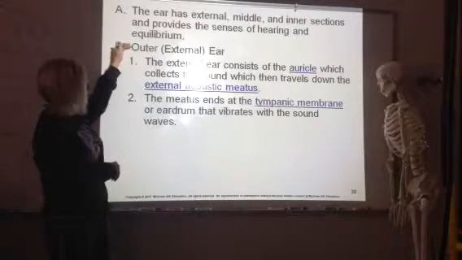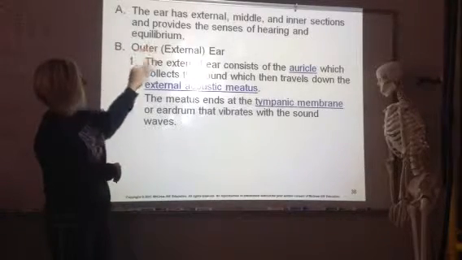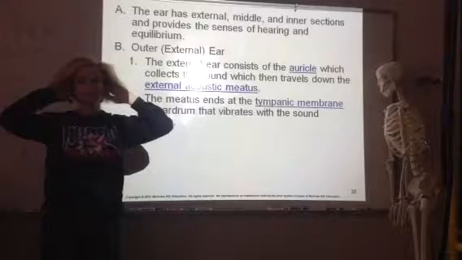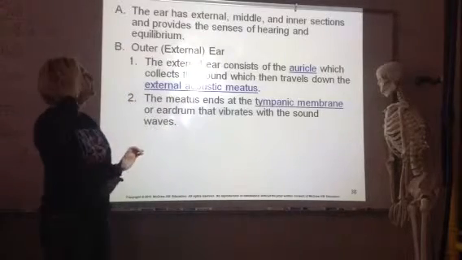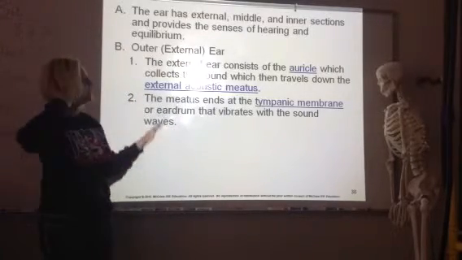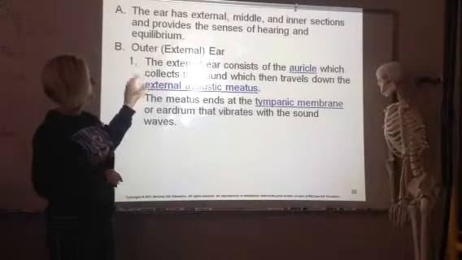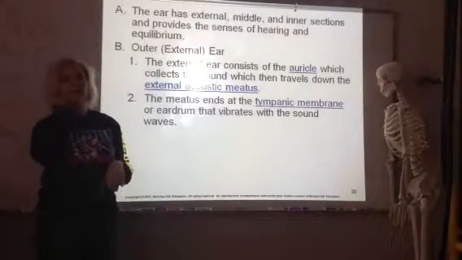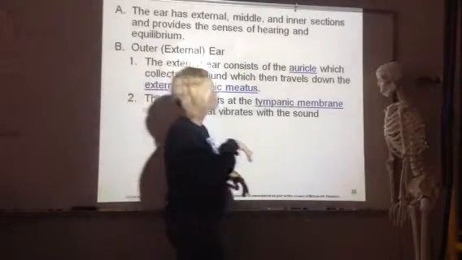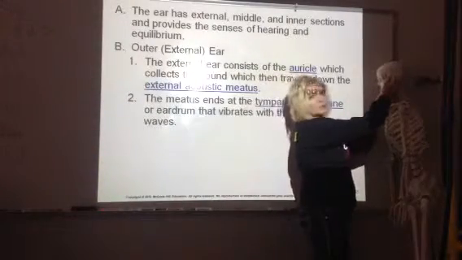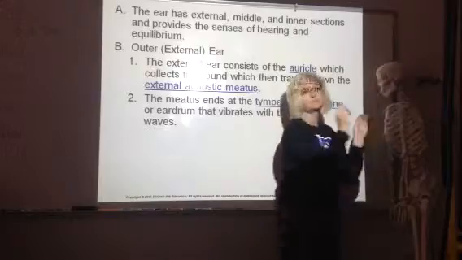So the outer ear, or external ear, consists of the auricle, which is your ear flap. The auricle is your cartilage, your actual ear, which collects sound waves that are going to travel down the external auditory meatus, which is that opening into the skull.